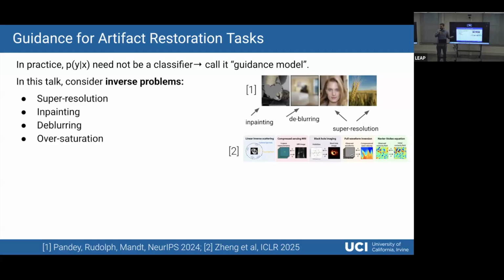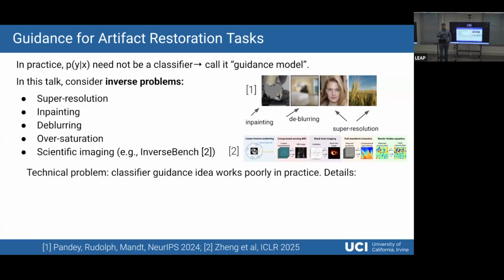Over-saturation, if your image is too bright, right? This would be solved using inverse problems. Or, for example, all sorts of problems in scientific imaging. And it actually turns out there's a beautiful benchmark paper here, largely by colleagues from Caltech, from which these figures are taken. There are examples from black hole imaging, from wave optics, simulation of Navier-Stokes equations, et cetera, et cetera.